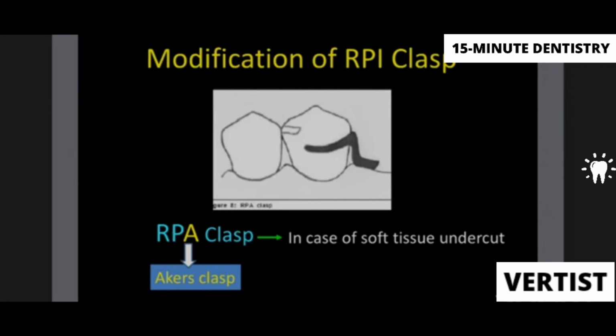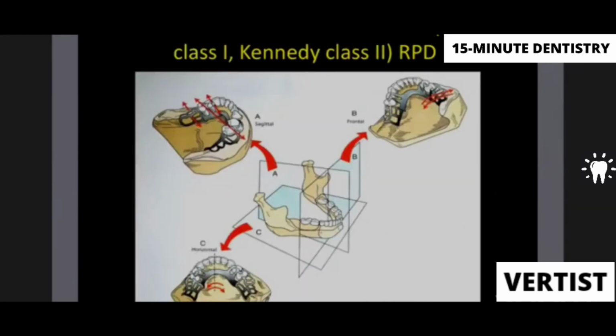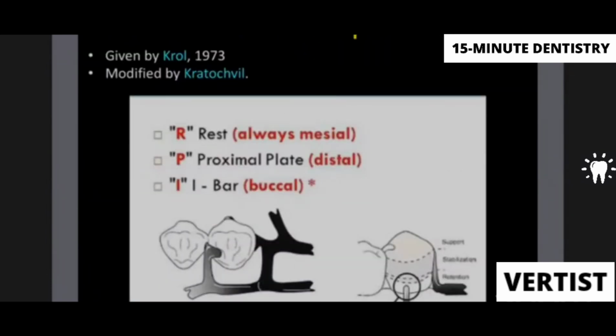You must know about the movements of the distal extension partial denture. You must mention the heel raising moment, as I spoke to you about here, that this is what it basically prevents, and this is how a typical RPI looks. As I showed you, a mesial rest, this is your I bar coming from here, and this is your proximal plate. A 3-point contact is maintained, with a 180-degree encirclement, and the basic aim of an RPI is to prevent the heel raising movement of a distal extension partial denture.